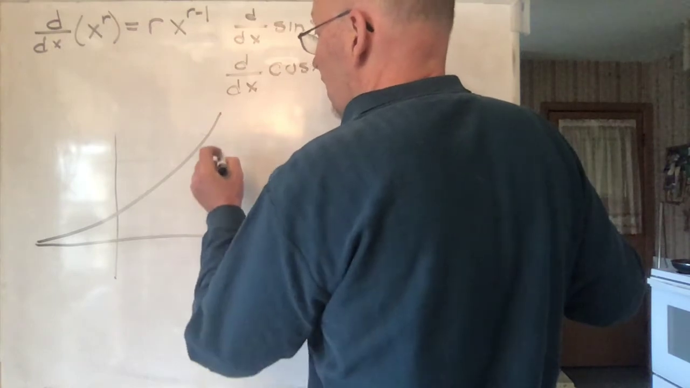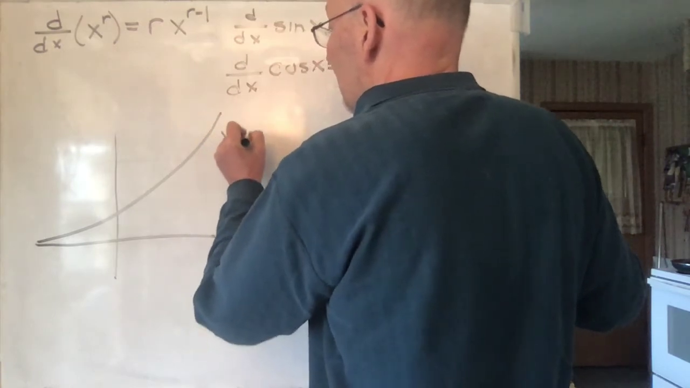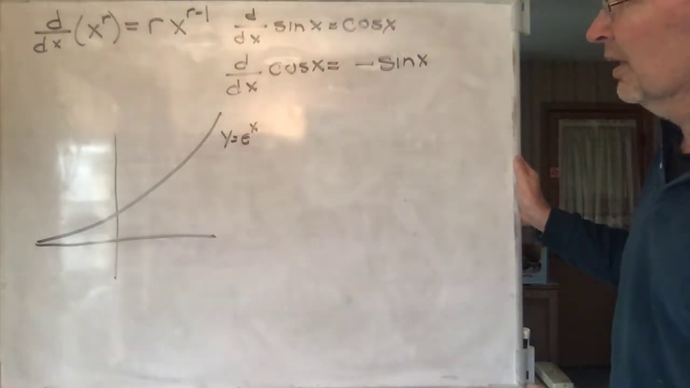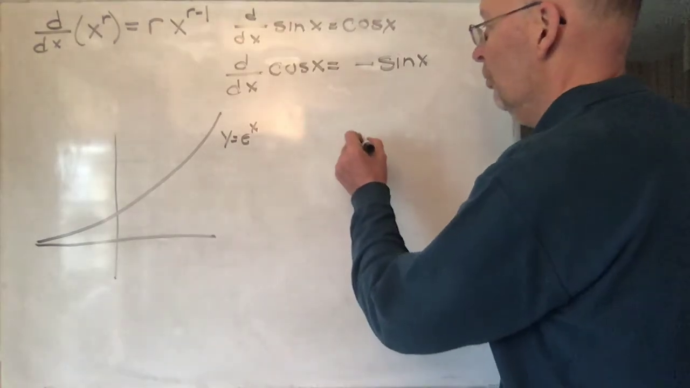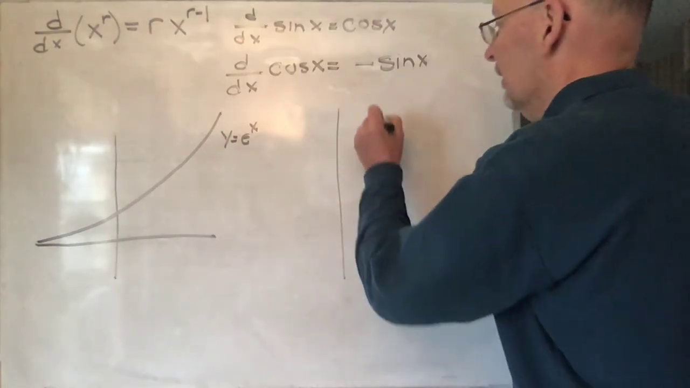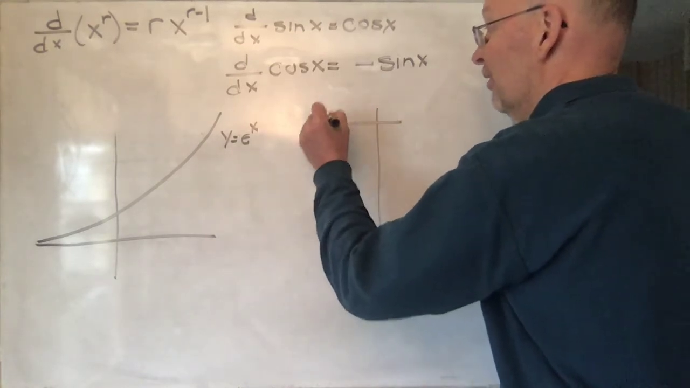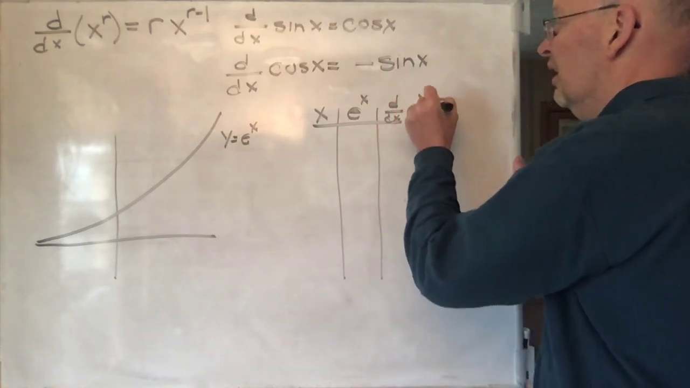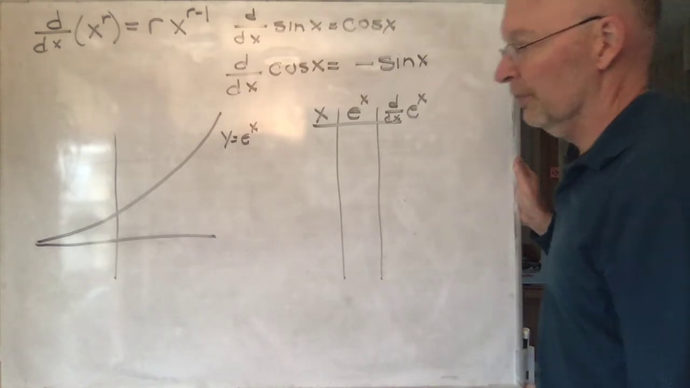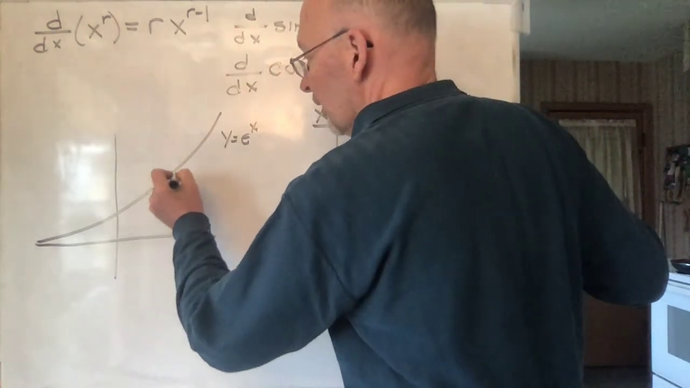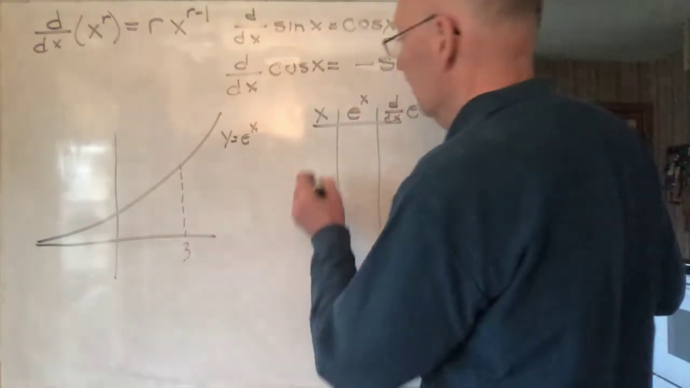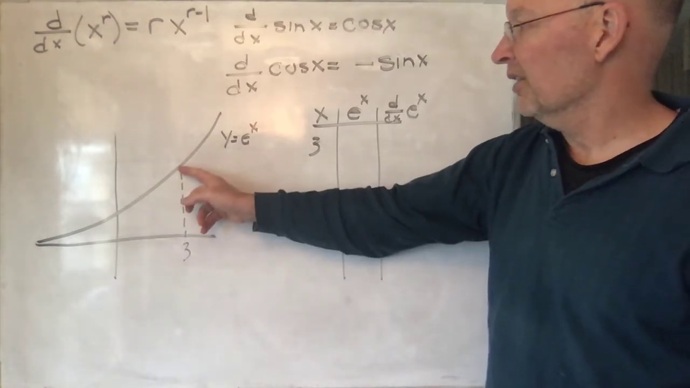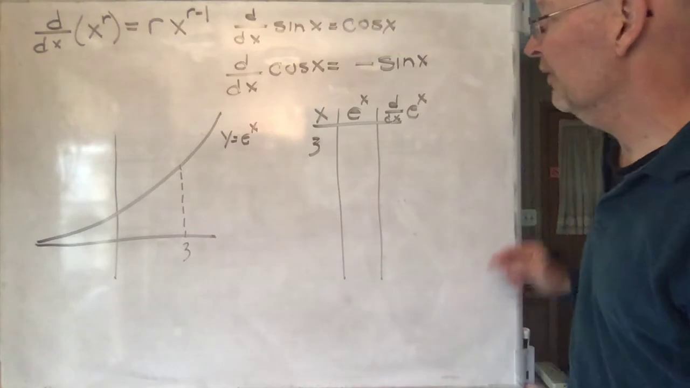Here's the graph of the exponential function, e to the x. And here's what I'd advise you to do at home if you want, is to make a table like this. Put down x, e to the x, and the derivative of e to the x. So here's what you do. You choose various points. Let's choose 3, for example. There's 3 right there. Go ahead, get out your calculator, and find what e to the 3 is. E cubed, find out what that is.